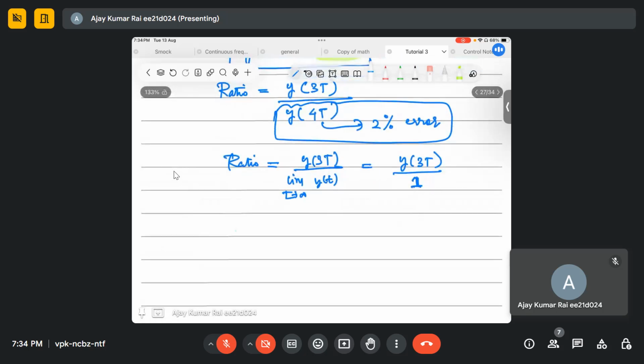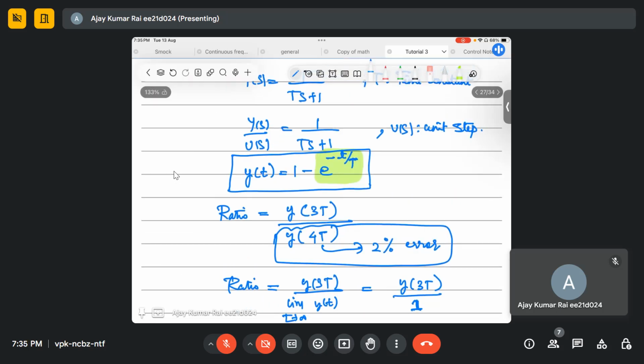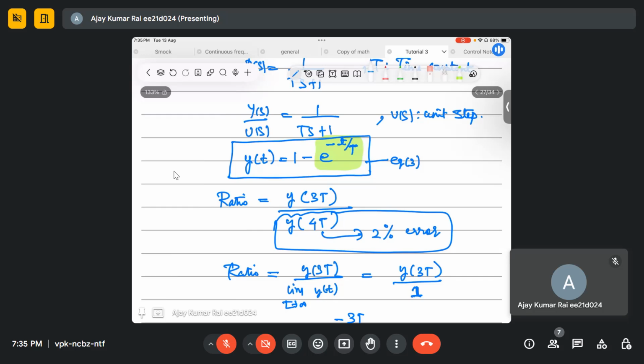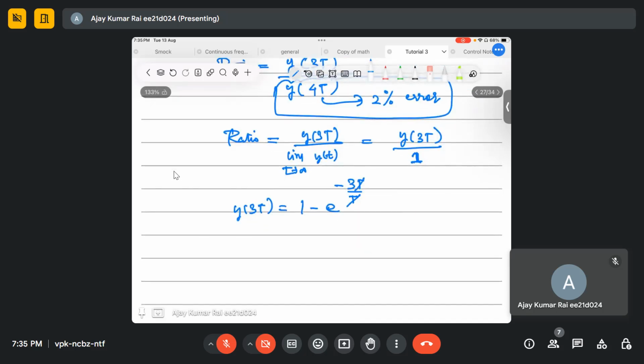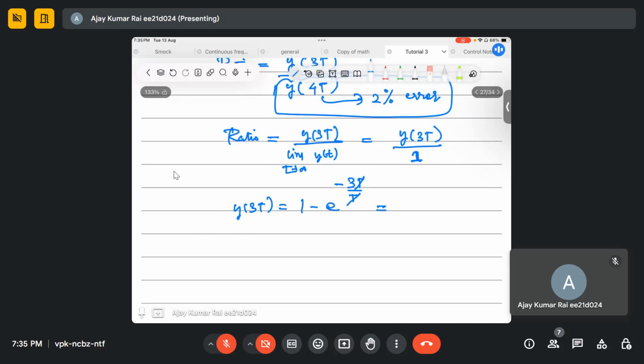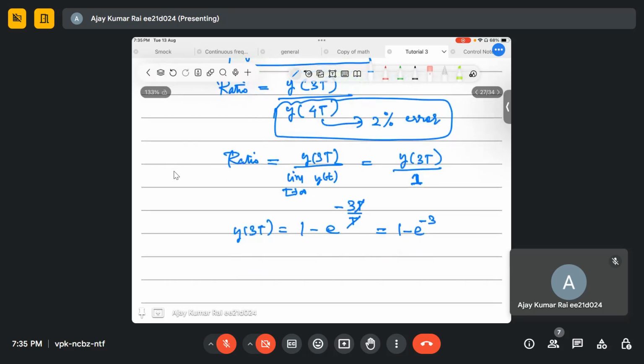So how to find y of 3t? Just put in y of t equation 1 minus e to the power minus 3t by t. Let's call this equation 3. So at t equal to 3t you have to find out the value of the response. So this you will get 1 minus e to the power minus 3. Can you find out what is this value?